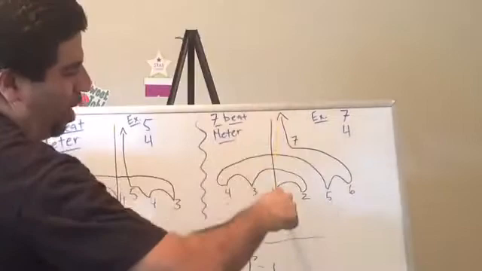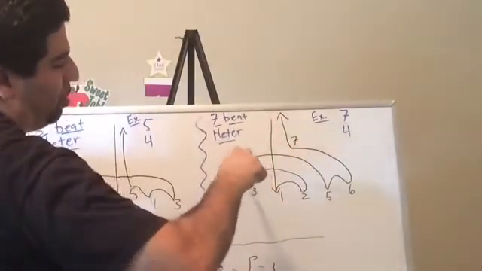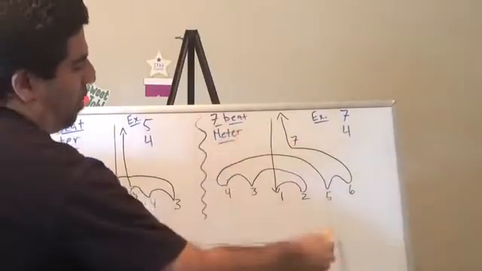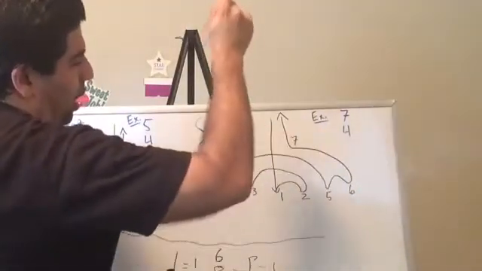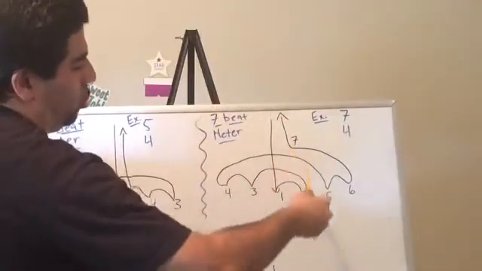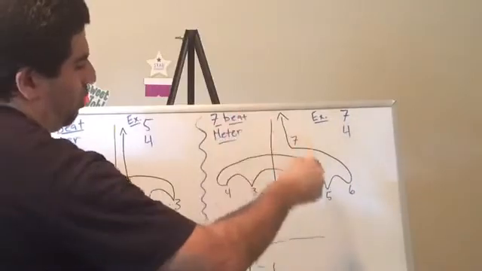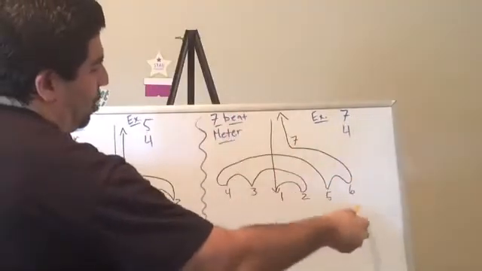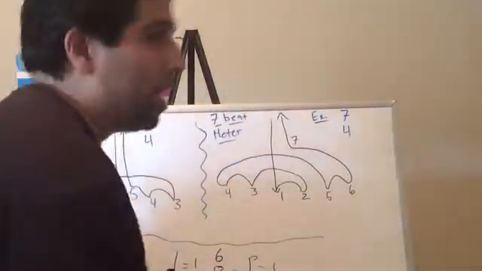See? So we go 1 down, 2 to the right, 3 to the left, 4 to the left, 5 to the right, 6 to the right, 7 middle up. Again, 1, 2 to the right, 3 to the left, 4 to the left, 5 to the right, 6 to the right, 7 middle up. Okay? And off. All right.